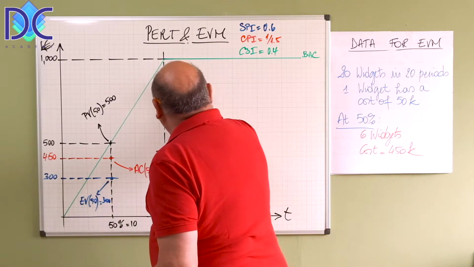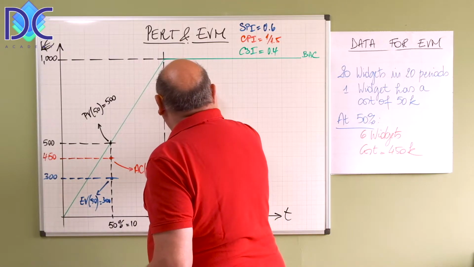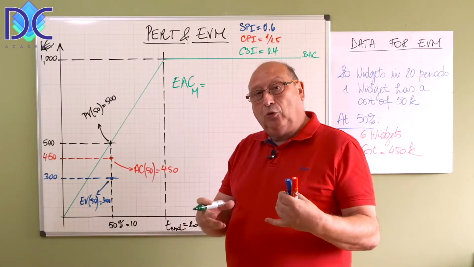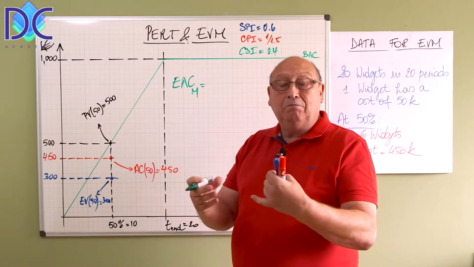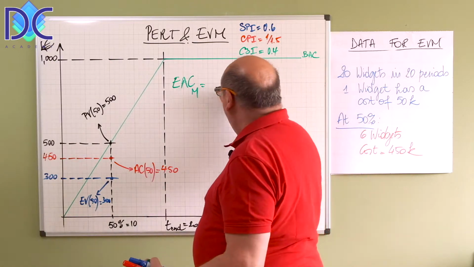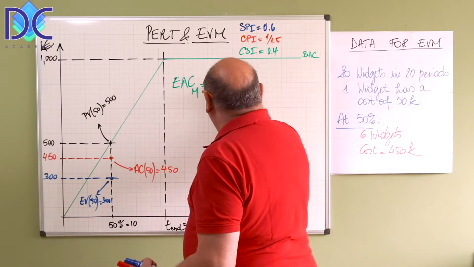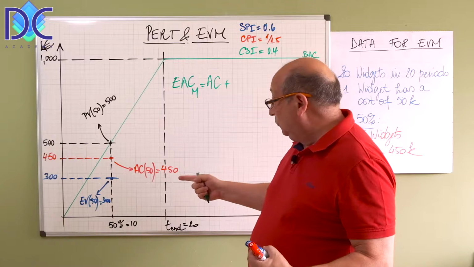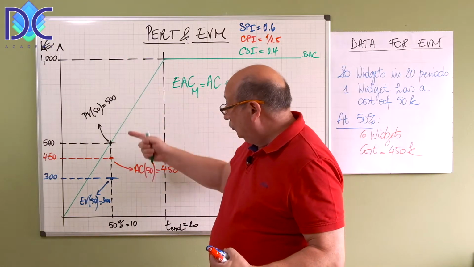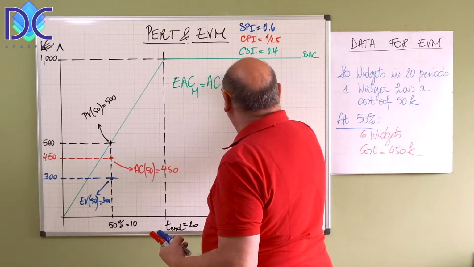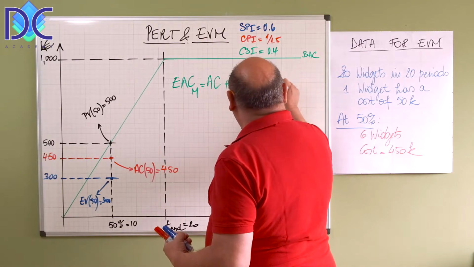The optimistic estimate is the mathematical estimate. And it means we are considering the work that has been done, the money that has been spent. We cannot change that. So we have AC plus the remaining work. What is the remaining work? Well, it's the difference between what we want to do and what we did. So it's the budget at completion minus the earned value.